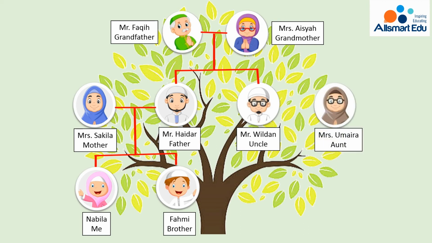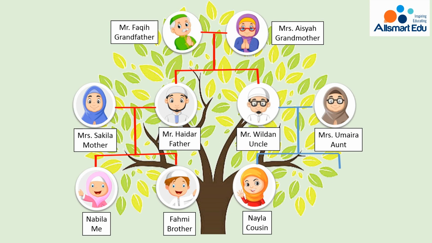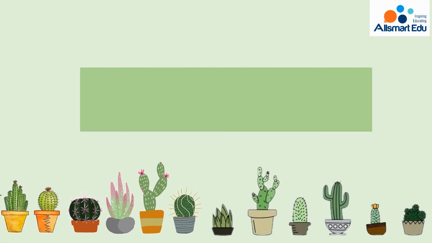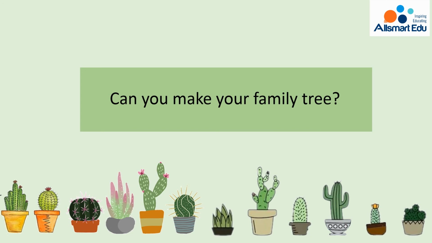And Mrs. Umaira is my aunt. They have two children, Naila and Fajar. Naila and Fajar are my cousins. So that's the example of making family tree. Now, can you make your family tree?